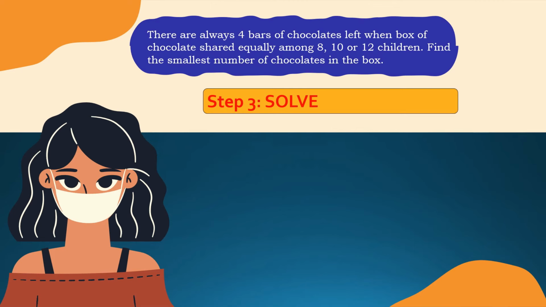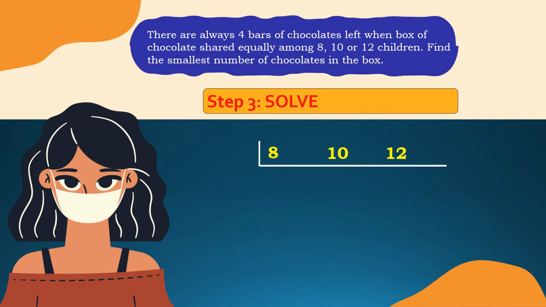Step 3 is solve. Determine which prime numbers are divisible by 8, 10, and 12. So 2 is divisible by all the numbers. 8 divided by 2 is 4, and 10 divided by 2 is 5, and 12 divided by 2 is 6. Since 5 is already a prime number, it will now become part of the factors to get the LCM.